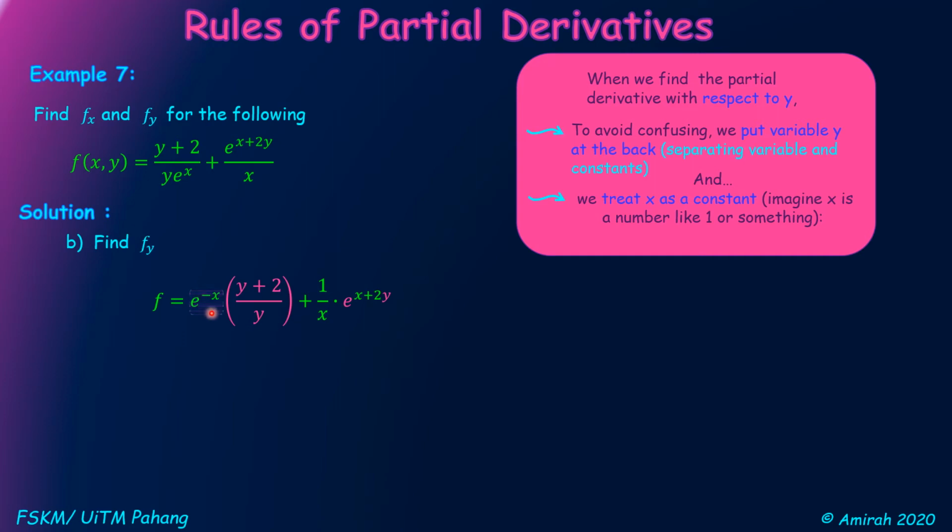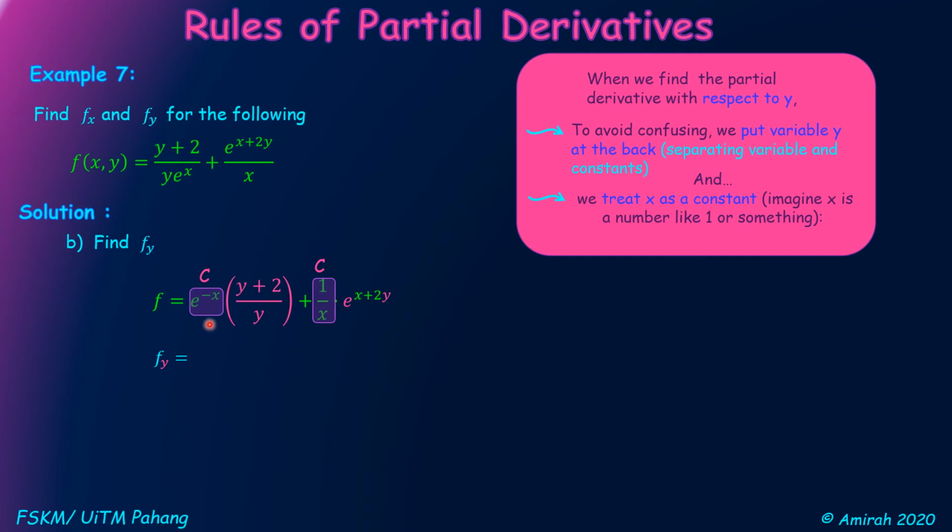And then we treat x as a constant. So e to the power of constant also equals a constant. And then 1 over x here. 1 over constant equals a constant. And after that, we can find fy, meaning the partial derivative with respect to y.